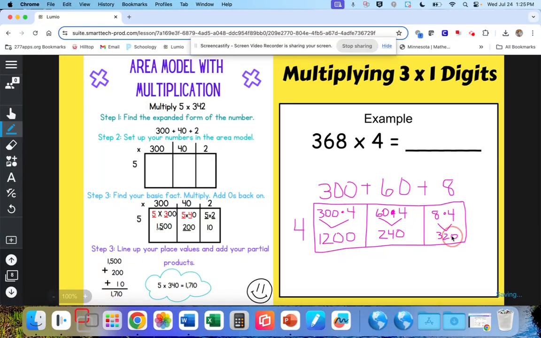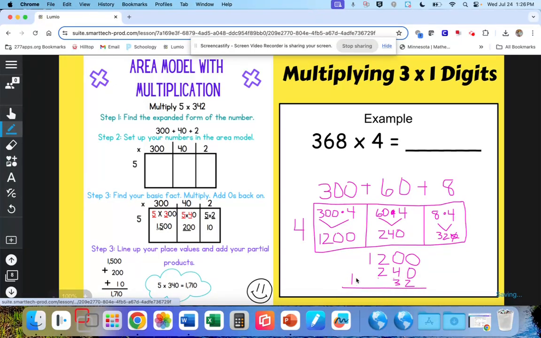After I find all these partial products, I'm then going to line them up and add them together to find out what my true product of this answer would be. So make sure you line up place values carefully so that you're adding the right numbers together. And oops, that one should not have been 320. That should have just been 32. There were no zeros in that number.